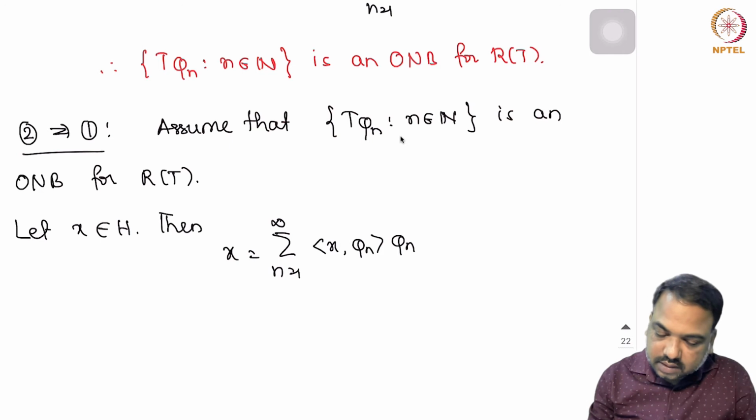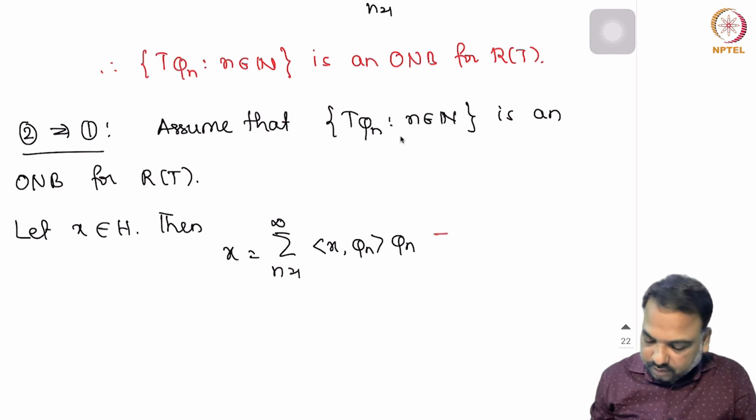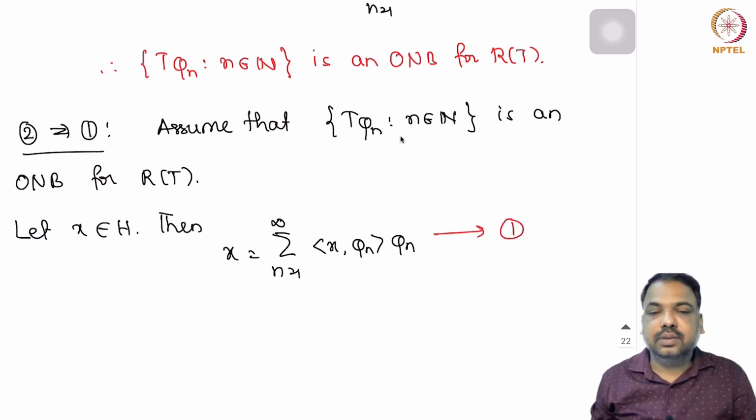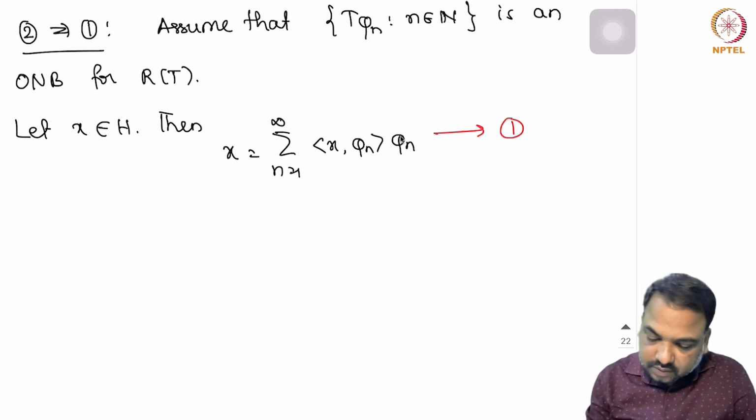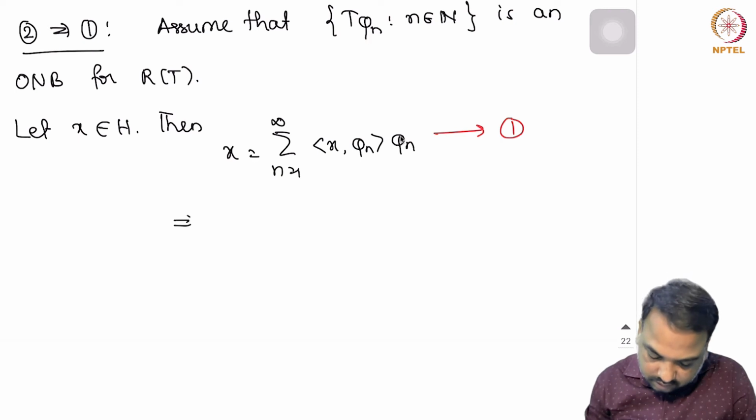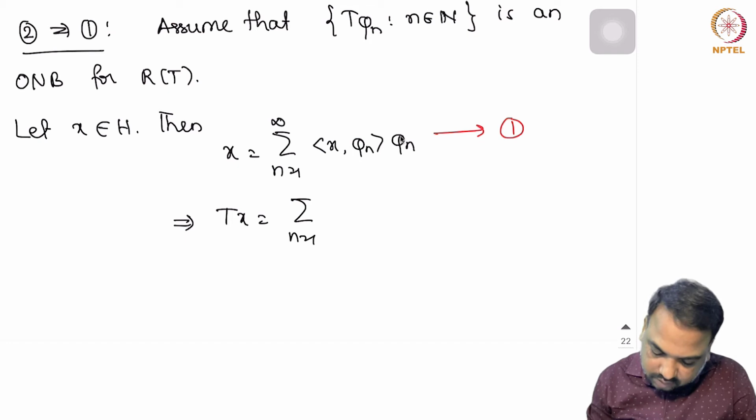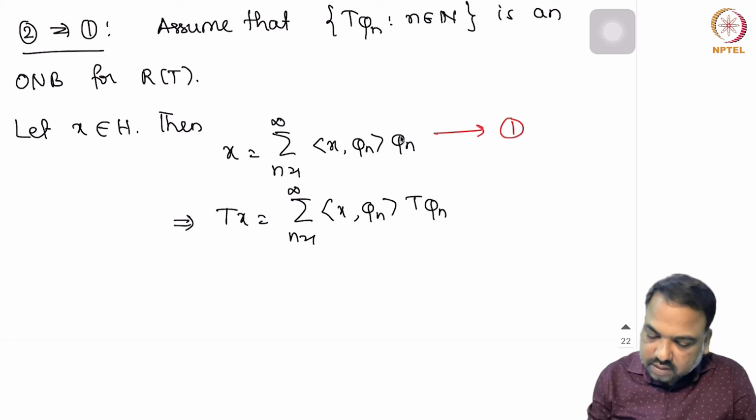Let us say this is equation 1. This is a Fourier series representation for any element in a Hilbert space with respect to an orthonormal basis. From this we can conclude that Tx is the summation n equal to 1 to infinity of the inner product of x with phi n, multiplied by T phi n. Let us say this is 2.